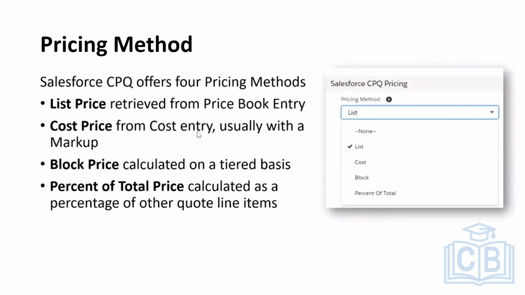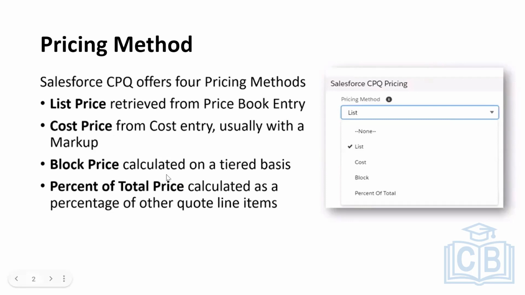So list price is basically the price which is retrieved from the price book entry only. That is known as a list price. Cost price is from the cost entry. There is another related list in the product called a cost entry, and it usually comes with the markup. Okay. So whenever you want to give a cost price, it means you want to give some kind of a markup at the initial phase only on that product. That scenario will come under the cost price method.